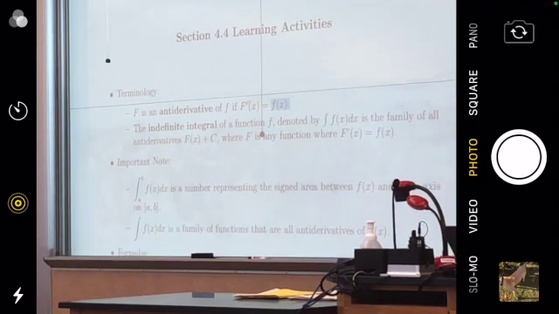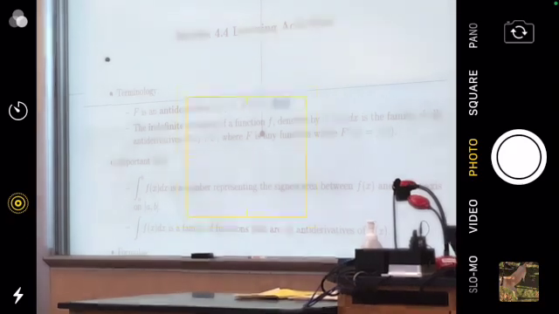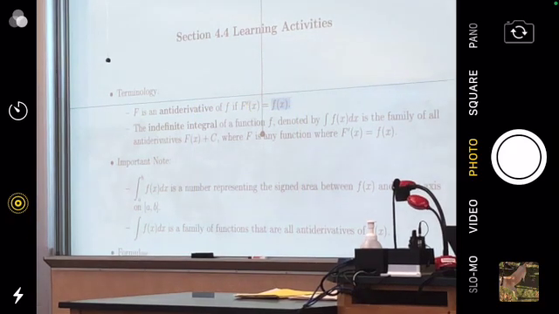But then we also have what's called the indefinite integral. An antiderivative is a single function. The indefinite integral is all possible antiderivatives. So it's a family of functions that represents all possible functions that have the same derivative. And what do we know about that family? They all include the plus c. The only difference is you can add a constant.